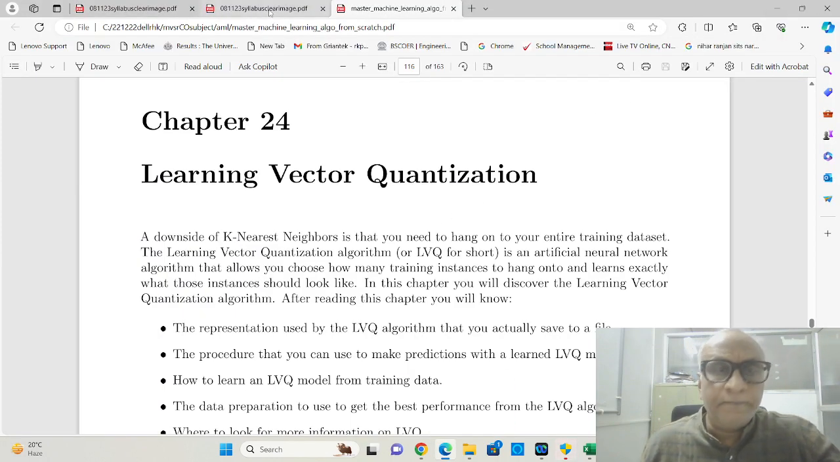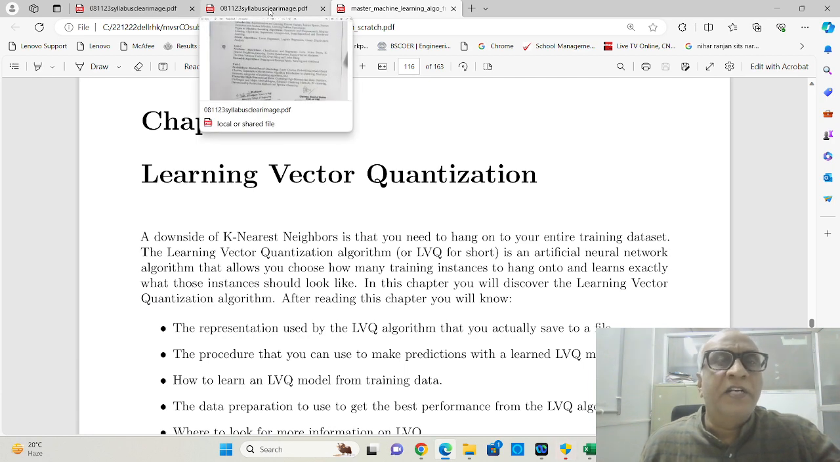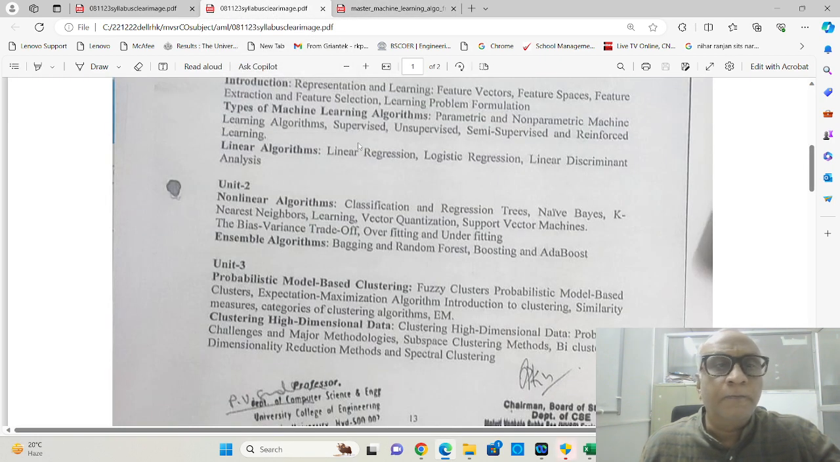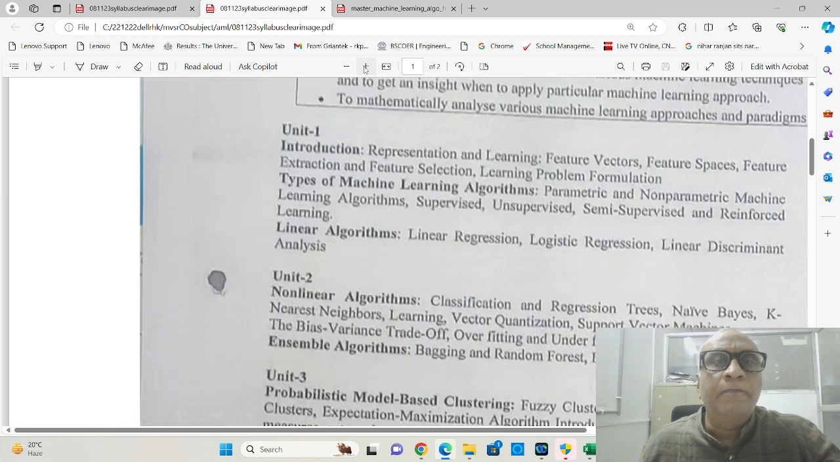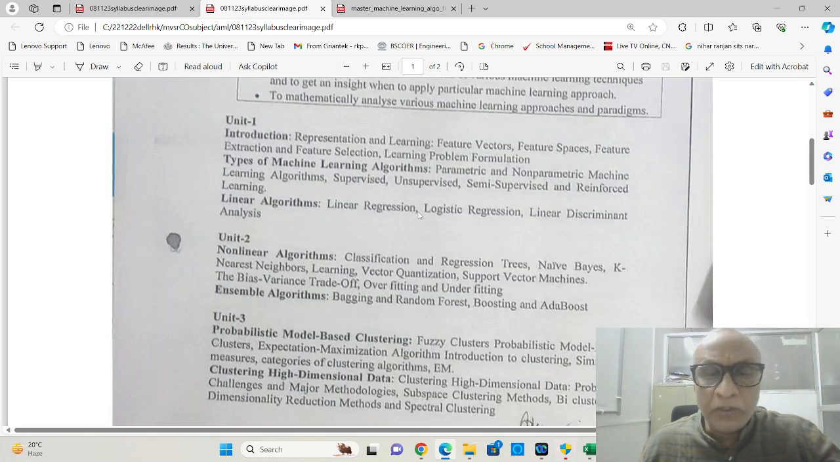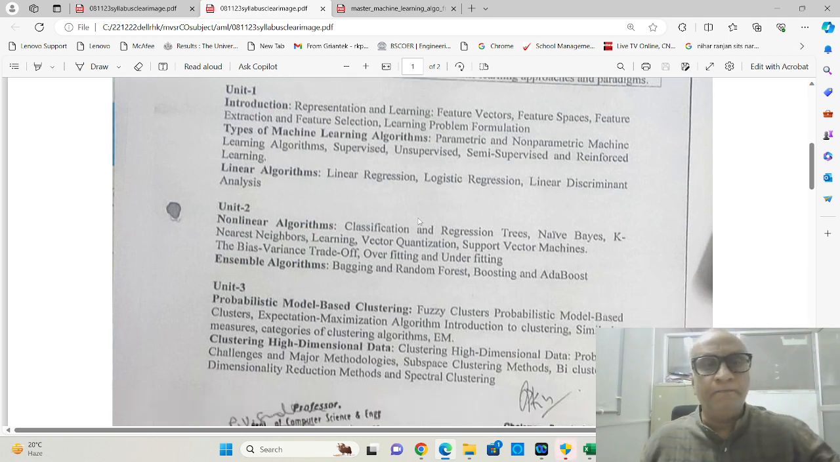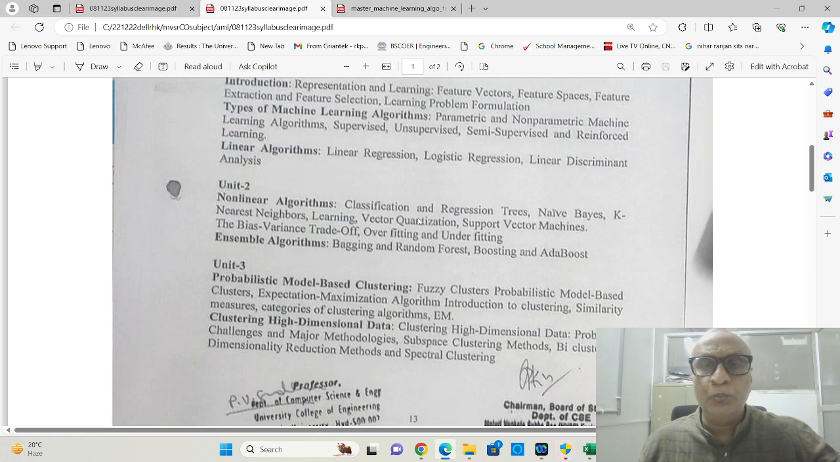Okay. Are you there, Shravani and Rukmani? Am I audible to you both? Yes, sir. And is the screen visible? Screen visible అవుతుందా? Screen is visible? Yes, sir.